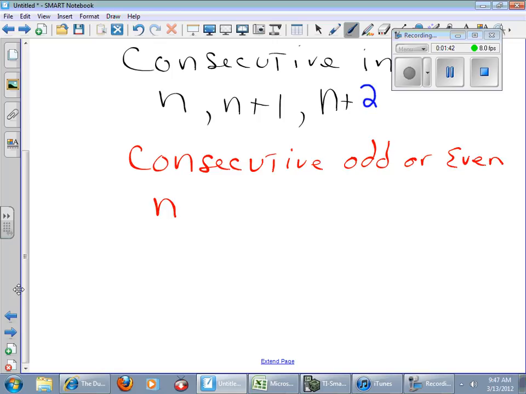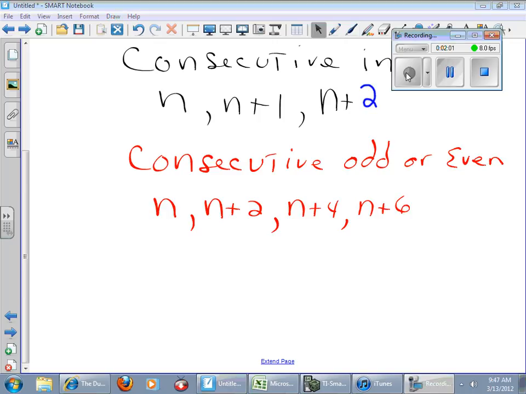Okay, and then if we're going consecutive odd or even, well, odd numbers go 1, 3, 5, 7, etc. They're skipping 2. Even numbers go 2, 4, 6, 8. They're skipping 2 also. So the next consecutive even number would be n plus 2. And the one after that would be n plus 4. And I'm adding 2 each time. Okay, sorry about that. I had to sneeze. Now, remember, if it's negative integer, you don't put negative n. You just use the variable.